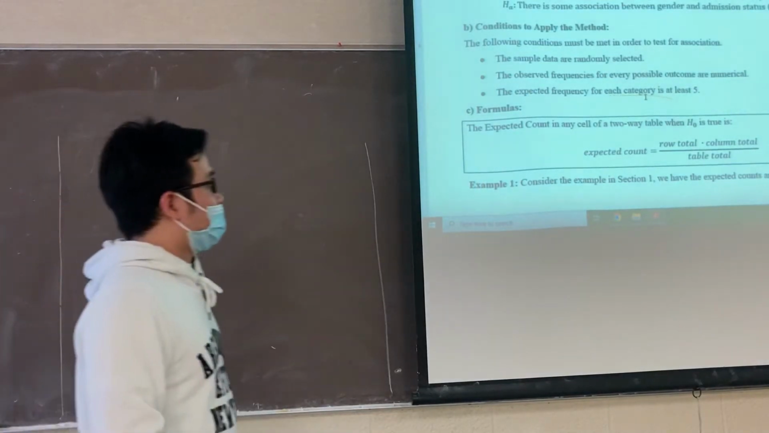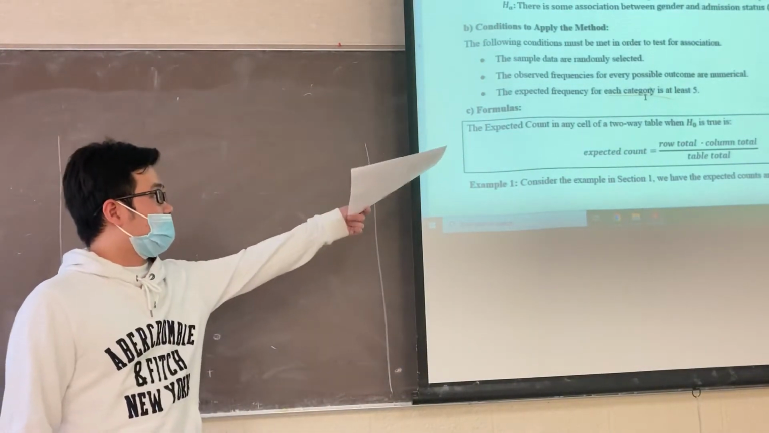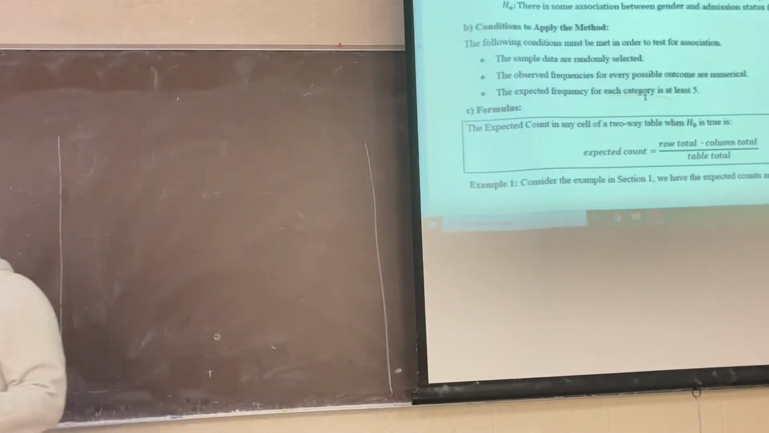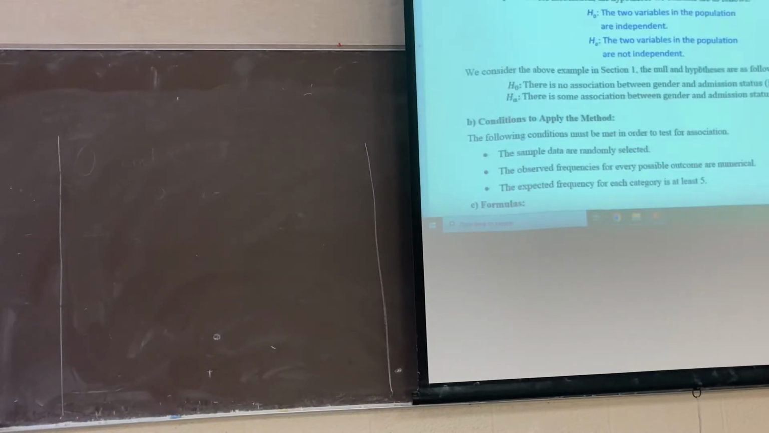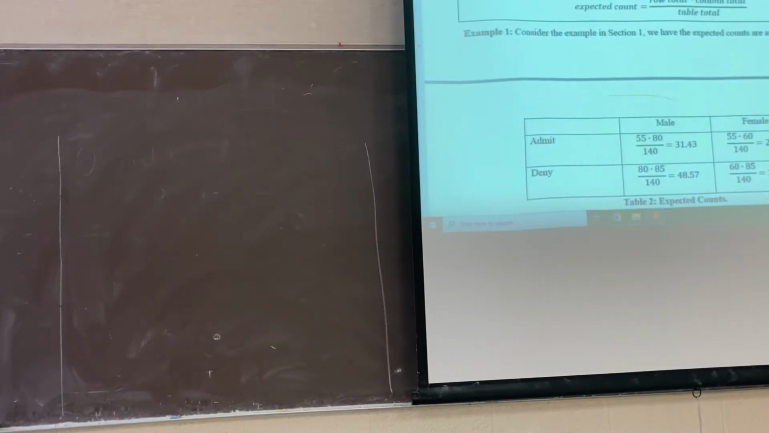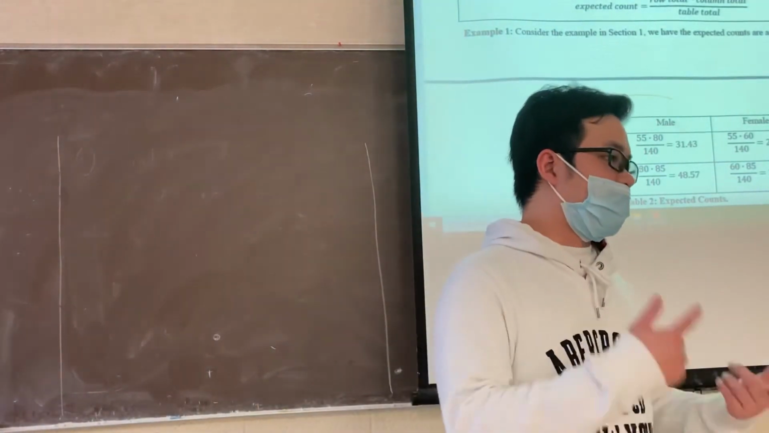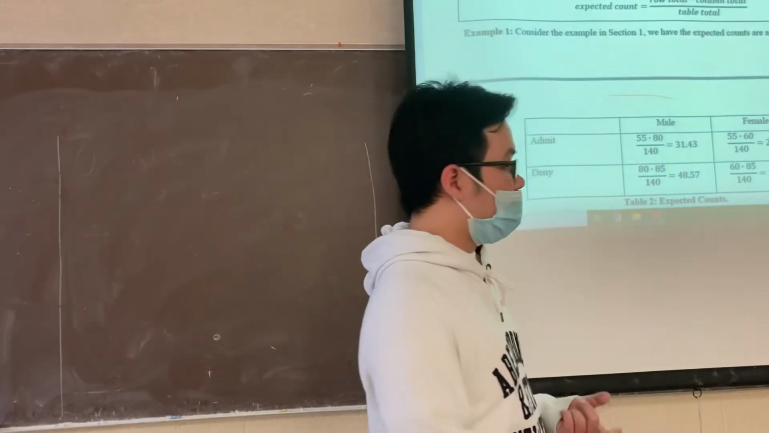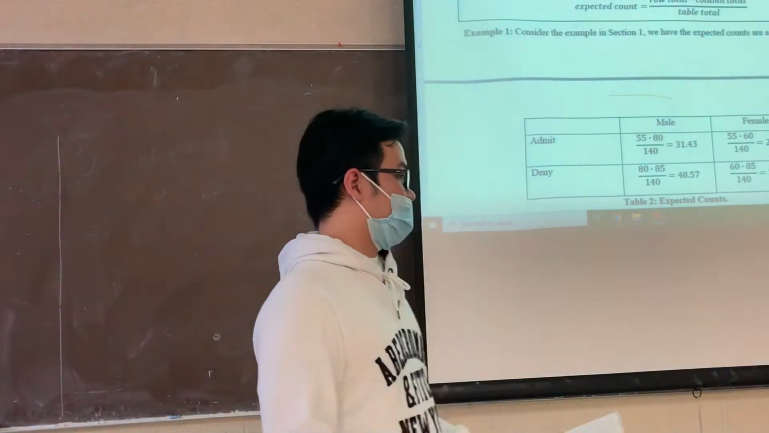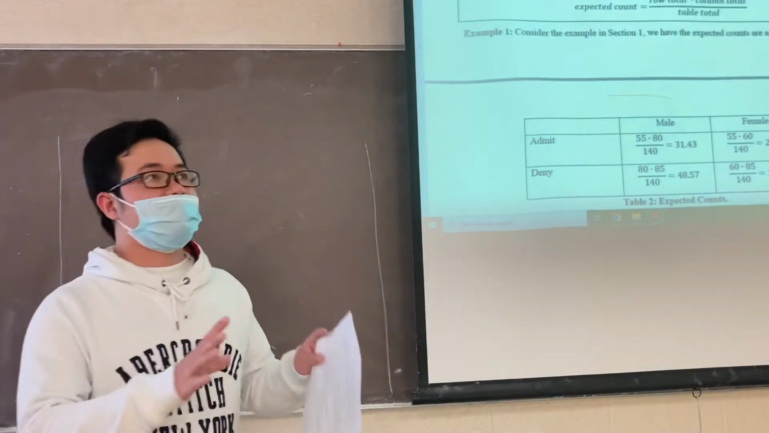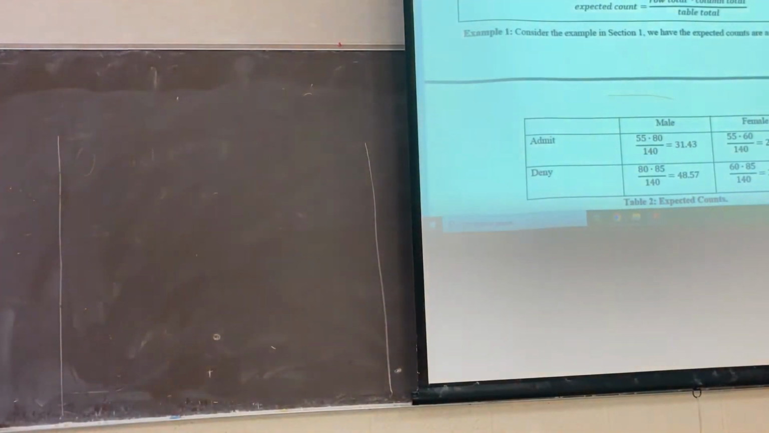I will talk about how to calculate the expected frequency in section C. In section C, they will provide you some formulas to apply this method. We have to know what the expected count is, what the chi-square test statistic is, and what the degrees of freedom are. When we have this information, we can make the decision about the null and alternative hypotheses.